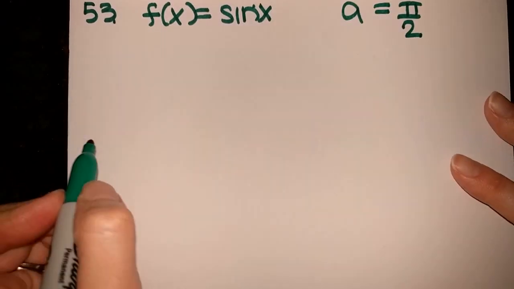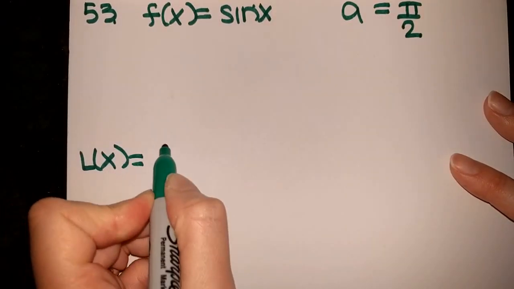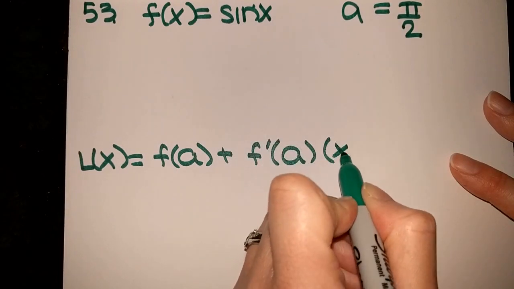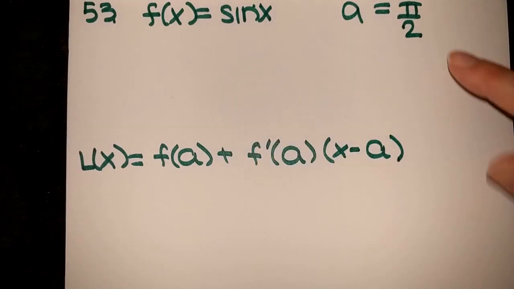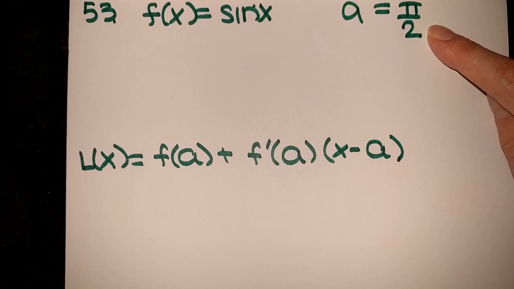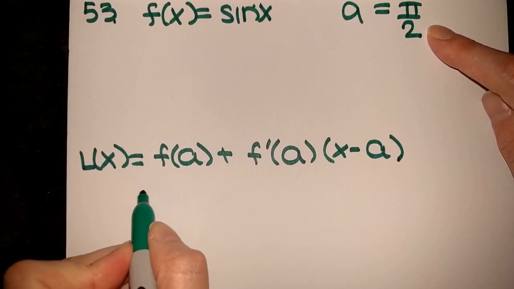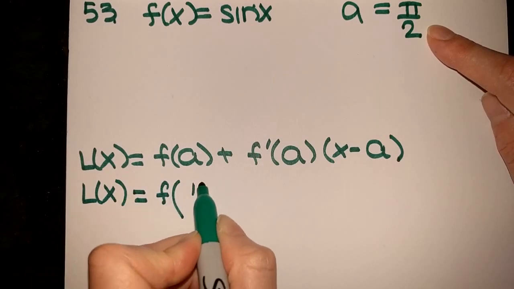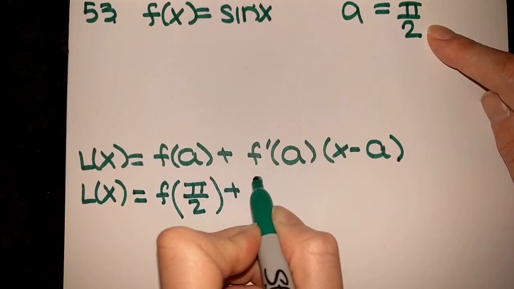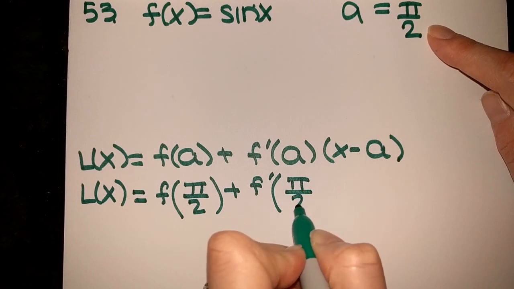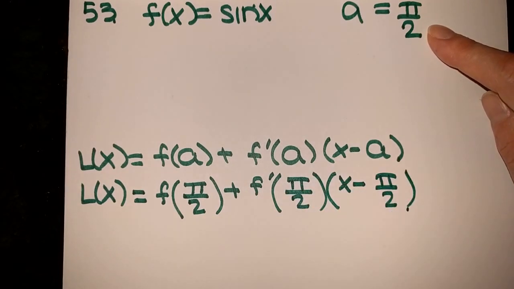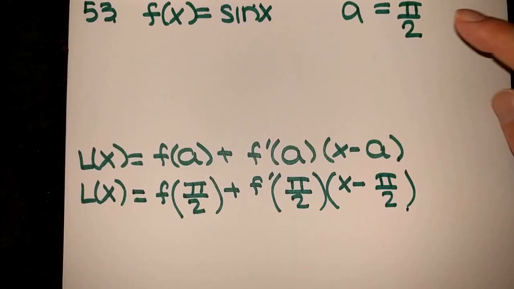So to find our linearization, we're going to have L of x is equal to f of a plus f prime of a times x minus a. And remember, the a here is what we call the center of the linearization. So we can plug that in to our memorized formula. So we'll have f of pi over 2 plus f prime of pi over 2 times x minus pi over 2. And then it becomes a question of what are these quantities.